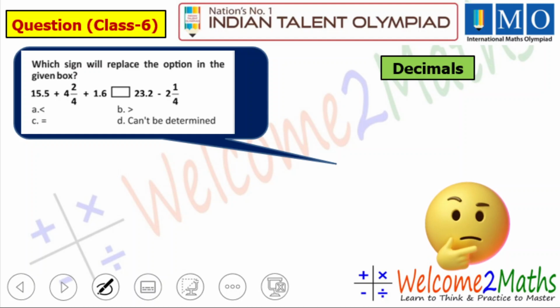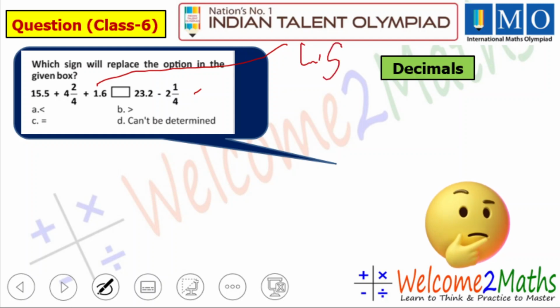Here we have 2 sides. You can see one is the left hand side, another is the right hand side, and we have 4 options. Now, we have to find out which is the right option. At first, let's solve the left hand side. So this is our left hand side, so let's find it out first.